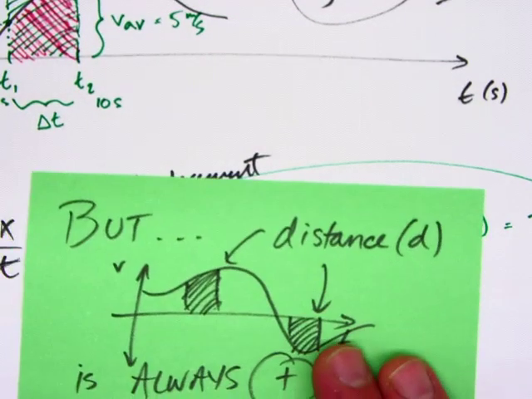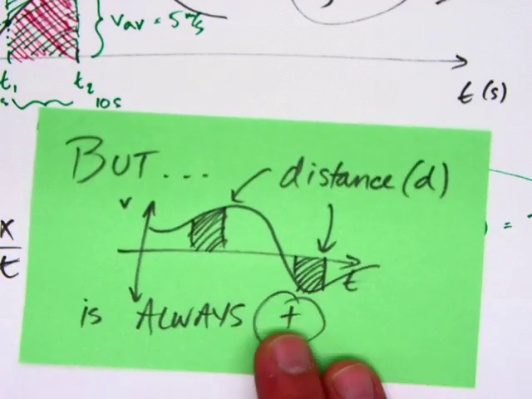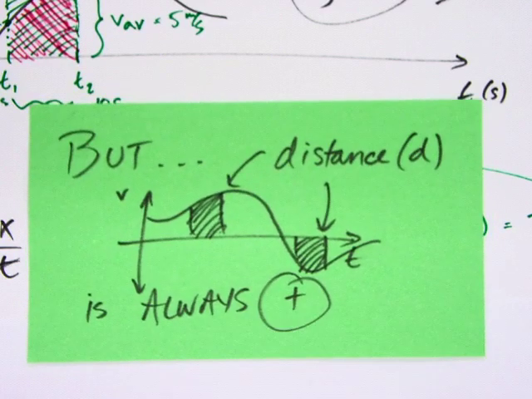But when you're talking about distances from a graph, distances are always positive. So you find the area, and that just means you're moving during that time period. So if you're finding distance from that, you want to keep it as always positive.